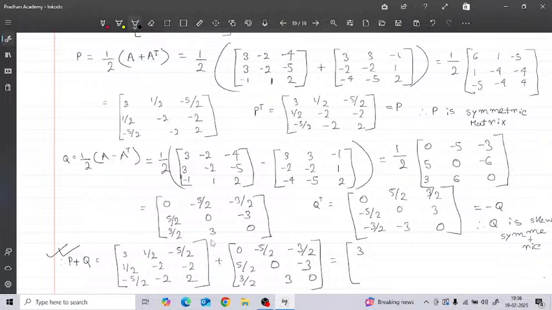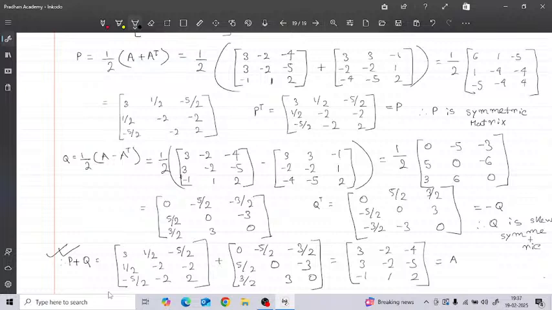First element: half and minus 5 will be minus 4 by 2, that is minus 2. Minus 5 and minus 3 by 2 is minus 8 by 2, that is minus 4. Half and 5 by 2 is 6 by 2, that is 3. Minus 2 plus 2 is minus 2. Minus 2 minus 3 is minus 5. Minus 5 by 2 plus 3 by 2 is minus 2 by 2, that is minus 1. Minus 2 plus 3 is 1. 2 plus 0 is 2. So that equals my matrix A.